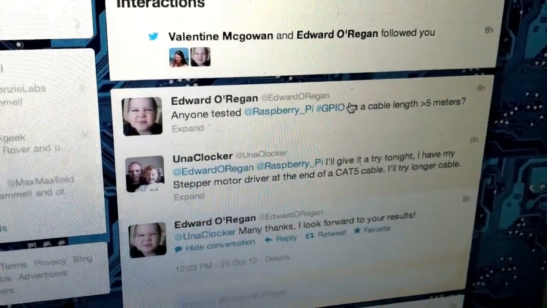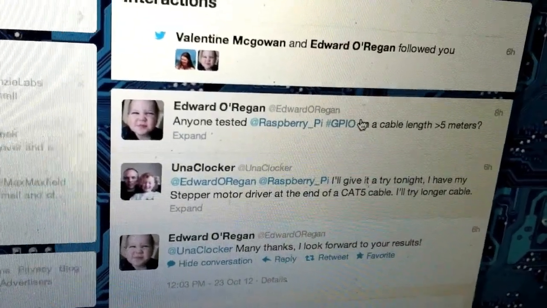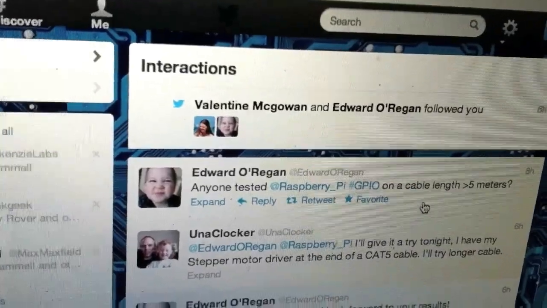On Twitter today, someone asked if you could use the GPIO pins on a cable with a length of greater than 5 meters. I said that sounded like a good question. I am actually in need of that, almost.